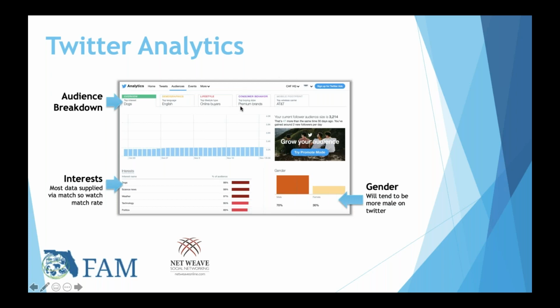Consumer behavior and lifestyle are a lot of the things that are going away, because a lot of that was match data. But you can even look at mobile footprint. You can see the top carriers and the top devices of people looking at your tweets. So that can be helpful as well.